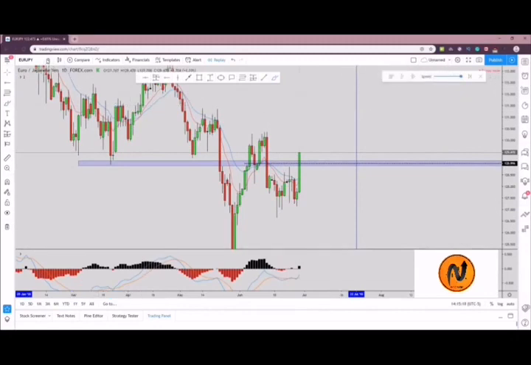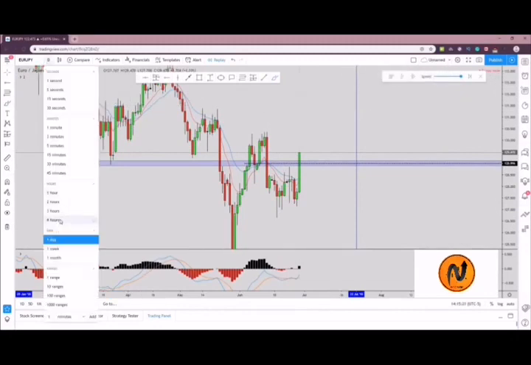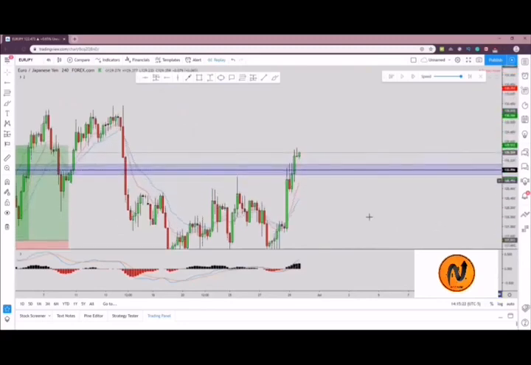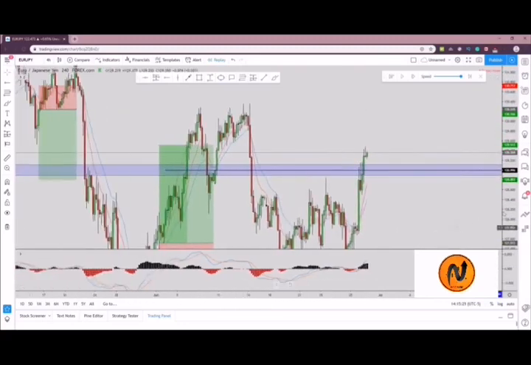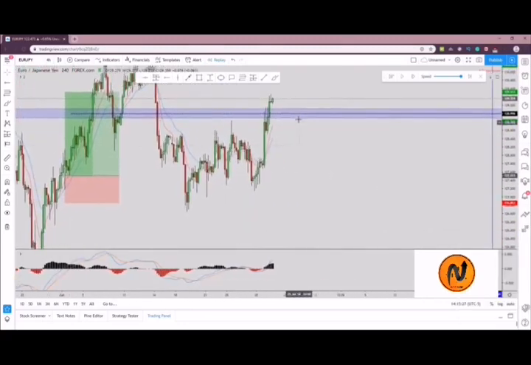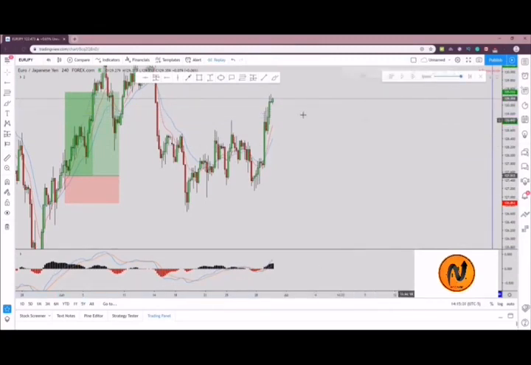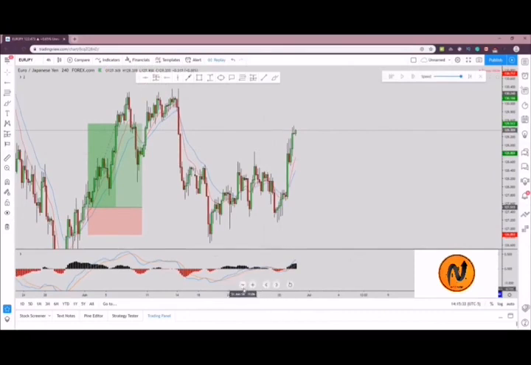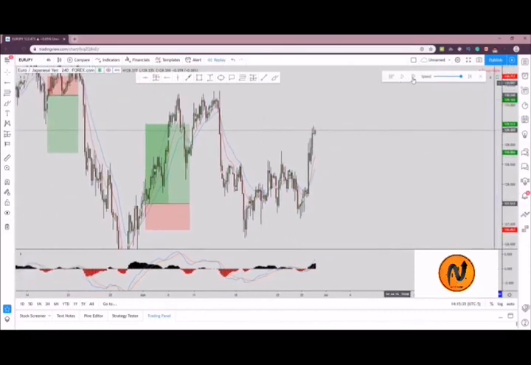Okay, so let's go on the 4 hours, because on the daily we need to see the retracement to the neckline of the W formation from the daily time frame. Let's delete this. Not very interesting. So overall, what we can do.